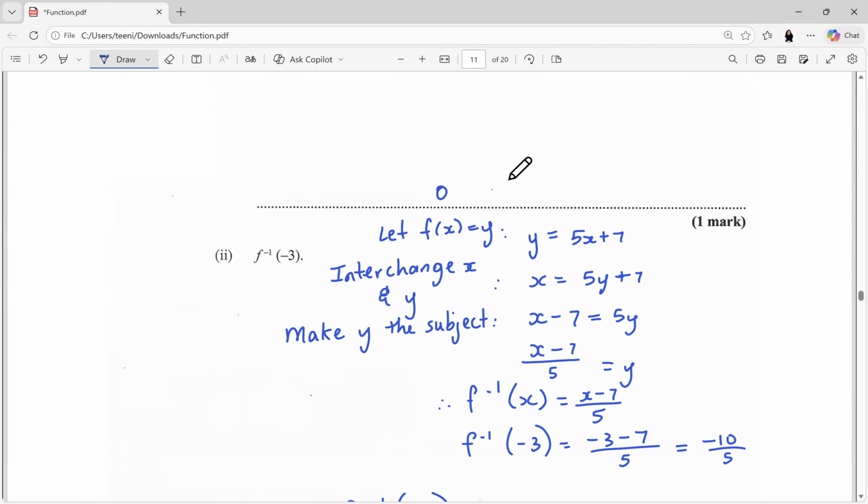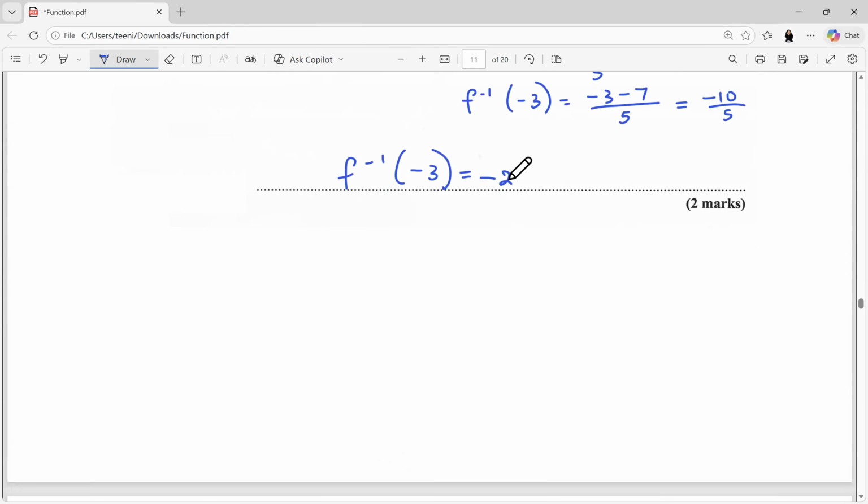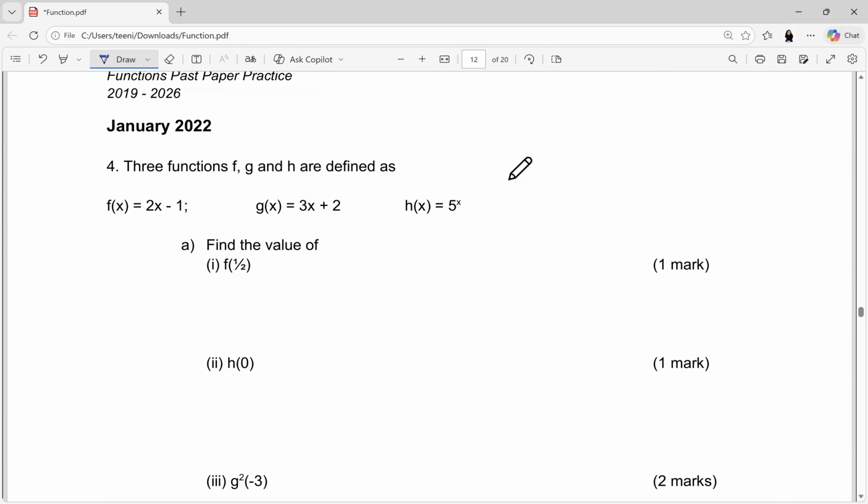Look, that's exactly like this question up here, right? All right, so let's see. The first thing we need to do is to find the value of f of a half. Substituting a half into the function f of x, that would be 2 times a half minus 1. 2 times a half is 1. 1 minus 1 is 0.